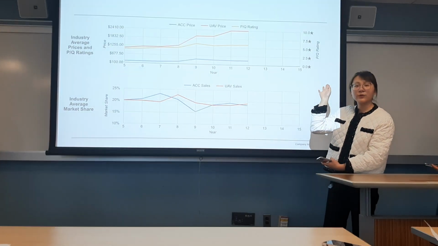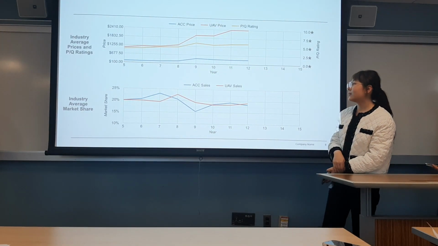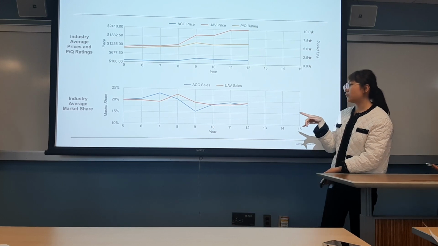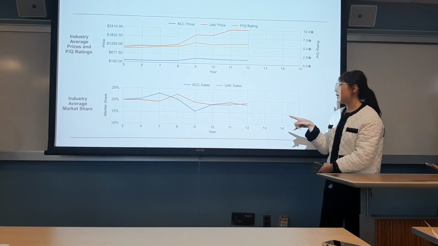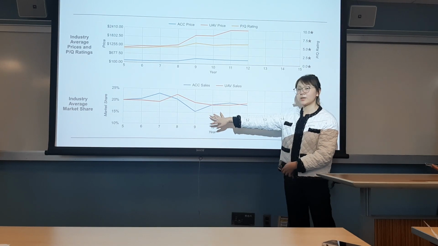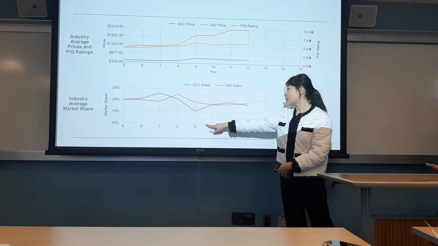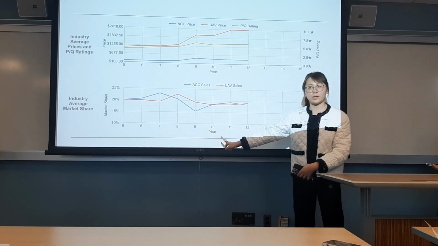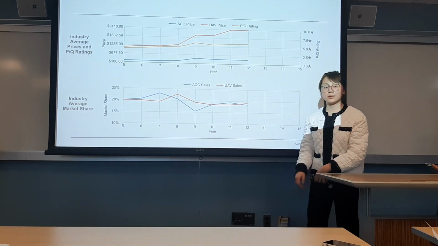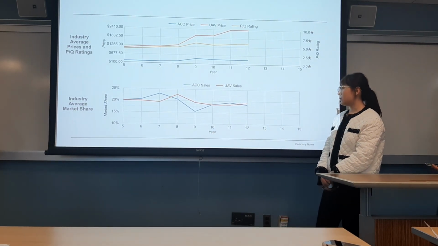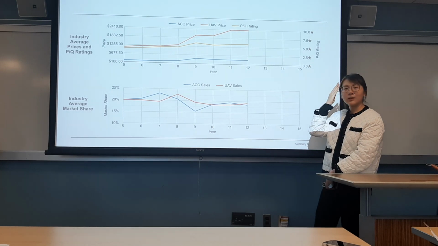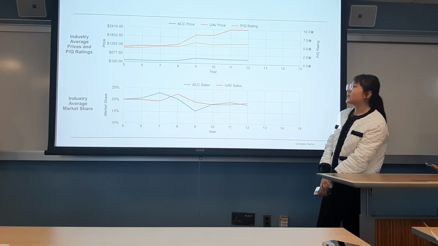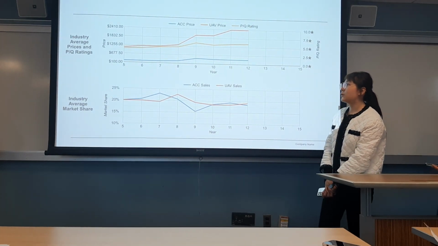The two graphs show, the first one, annual increase over time, and the second one shows the industry average market share. You can see a very sharp gap here, since we didn't make a very good strategy during that year, number 9. That can also tell us the industry average price and the PQ ratings.